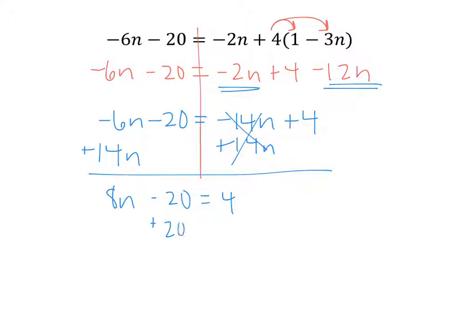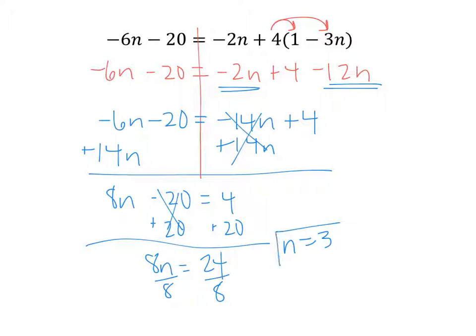I will add 20 to both sides. And 8n equals 24. If I divide by 8 on both sides, I get n equals 3. And again, let's plug our answer back into the original equation just to continue to check our answers and know that we are correct. So I'm going to plug in 3 here, and -6 times 3 is -18, minus 20 is -38 on this left-hand side. That's what I get when I plug in 3.